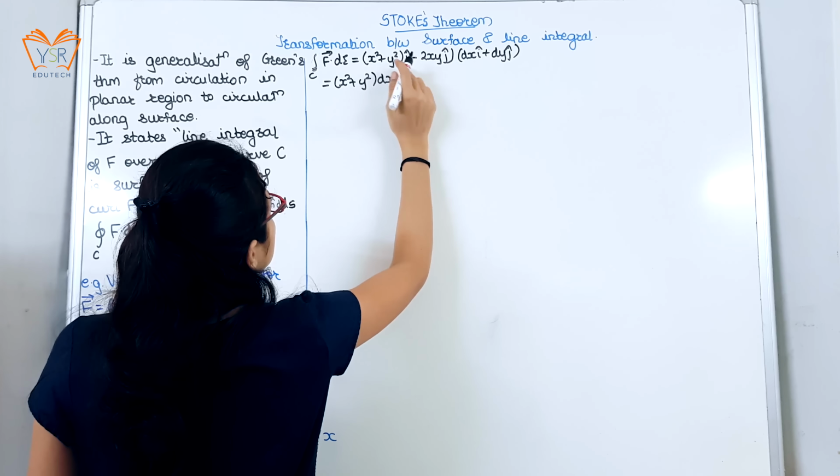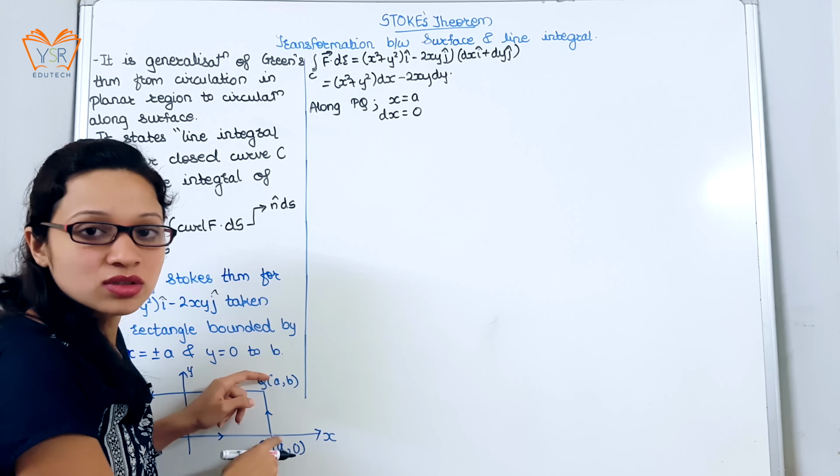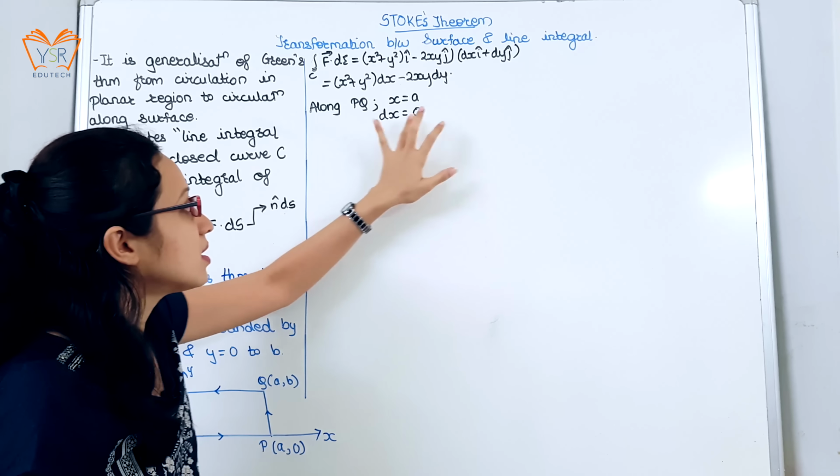Now we'll find the line integral along the line PQ. Along PQ we have x equal to a. So dx here will be 0. Limits of x are from a to a, so the change in x will be 0.